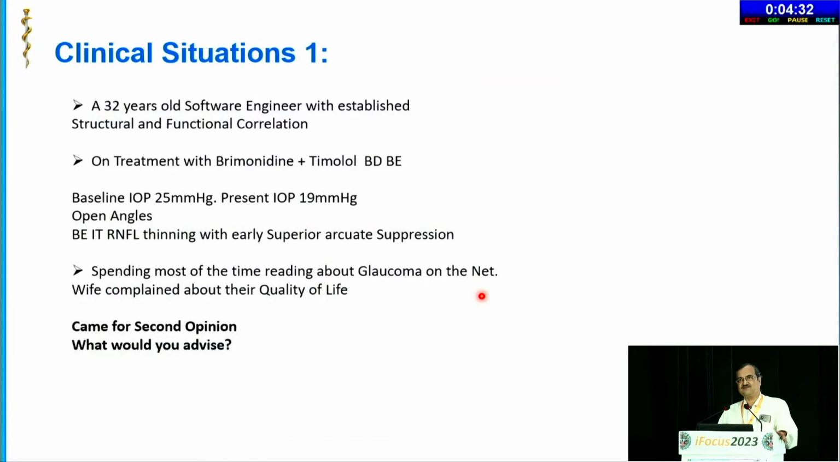So let us wind up with just 3 clinical situations. A 32-year-old software engineer, this was my patient, with established structural and functional correlation. He was on treatment with brimonidine and timolol. Baseline IOP recorded was 25 millimeters, not too high. Presently, I recorded 19, open angles, both eyes inferotemporal RNFL thinning with superior arcuate separation.